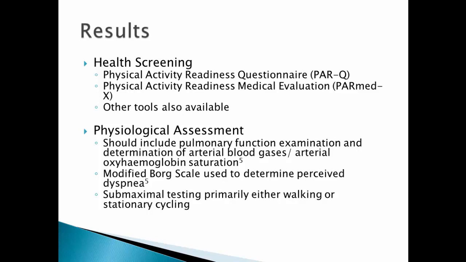Physiological assessment should be conducted prior to exercise prescription, which should include a pulmonary functional examination and determination of arterial blood gases and arterial oxyhemoglobin saturation, and a modified Borg scale using a 1 to 10 scale should be used to determine the perceived dyspnea, and submaximal testing is primarily used using either walking or stationary cycling tests.